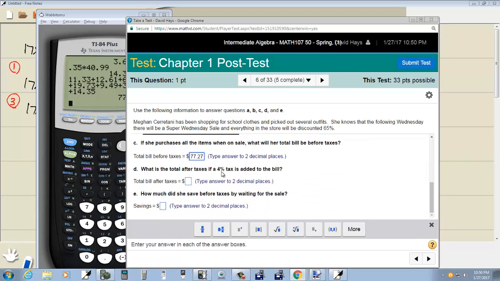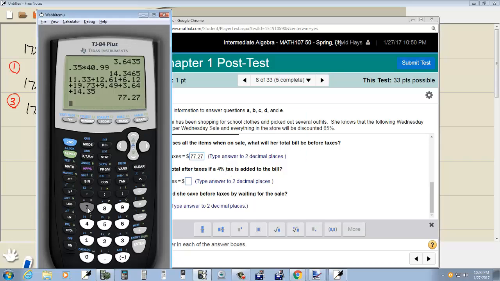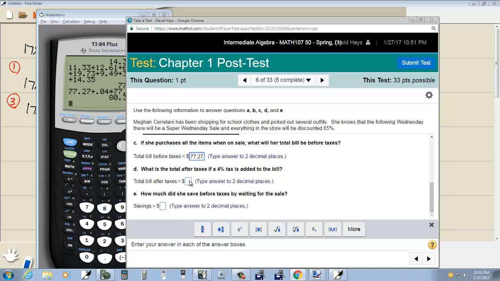What was the total after taxes if 4% is added to the bill? That means we're going to take our original amount and we're going to add 4%, so 0.04 of the original amount, so times 77.27. And that tells us 80.36.